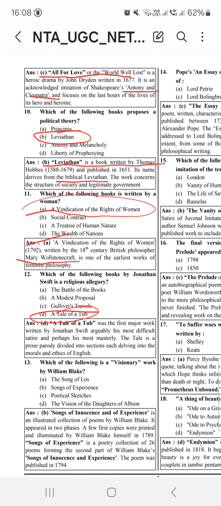Next question is, which of the following is a visionary work by William Blake? The answer is Songs of Innocence and of Experience. That is an illustrated collection of poems by William Blake. And one more thing we need to remember is Songs of Experience is a poetry collection of 26 poems forming the second part of William Blake's Songs of Innocence and of Experience, and the poem was published in 1794.